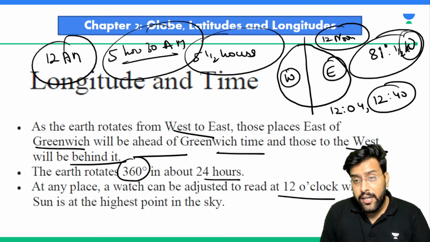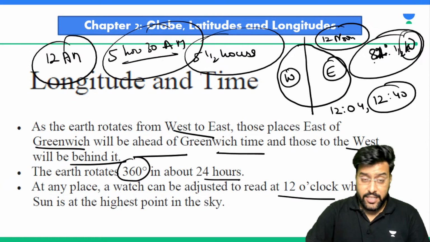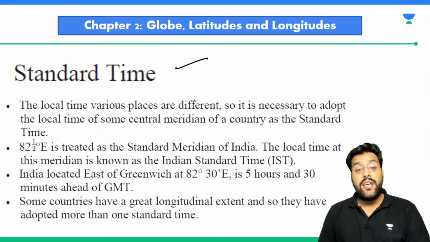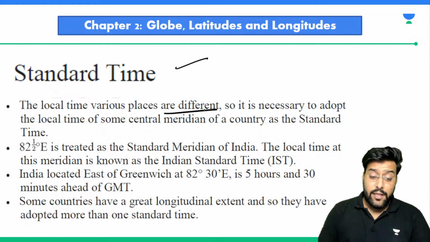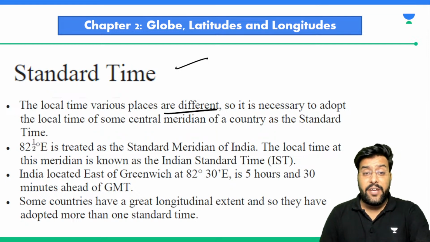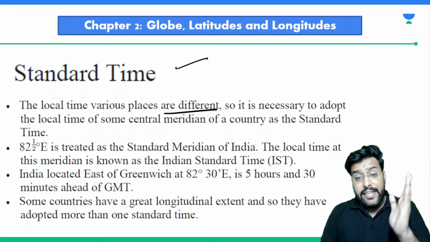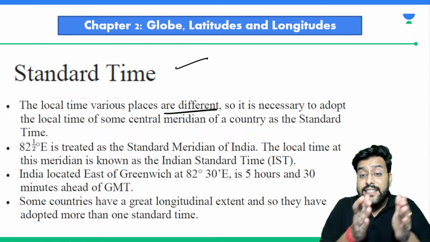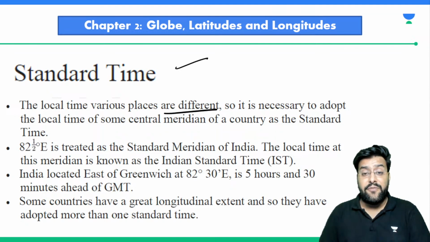Sorry, I'm sorry, 82.5 degrees. By mistake I wrote 81.5. So what was happening here was, now this makes one concept very clear, that with every degree change in longitudes, the time will change, and that's the reason why we have time differences between various countries.